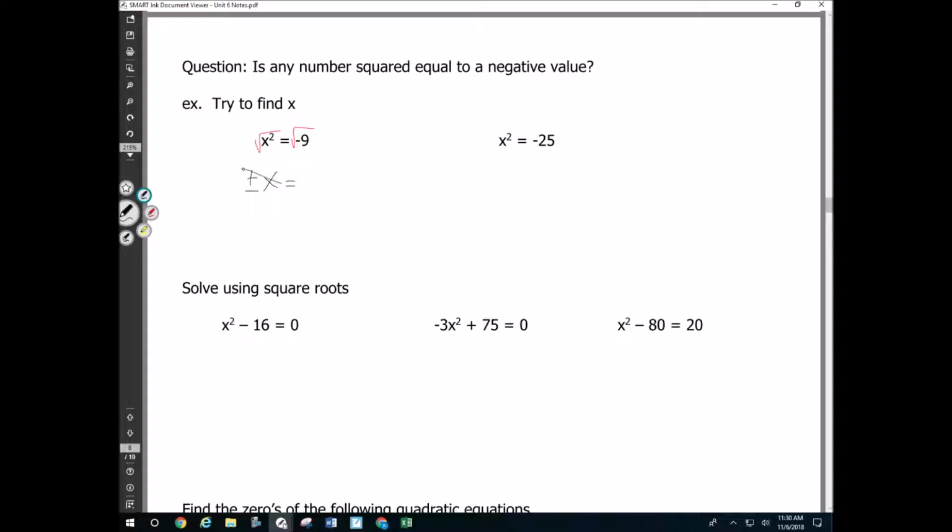So we cannot take the square root of a negative number, because x equals -3, if I square it, I get positive 9. x equals 3, if I square it, I get positive 9. So there's no solution here. And we'll start talking about real versus imaginary. We'll get into imaginary numbers in the future. But right now, we'll just say there's no solution. Okay, again, there's no number that when squared equals -25. So there's no solution here.